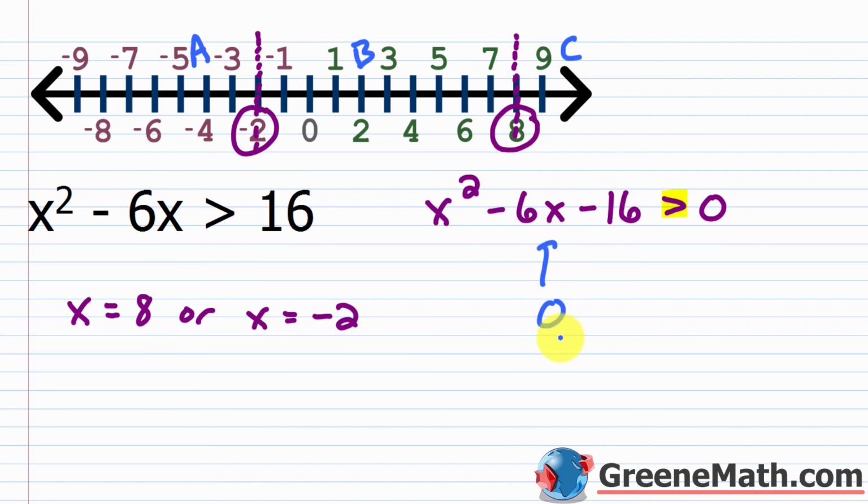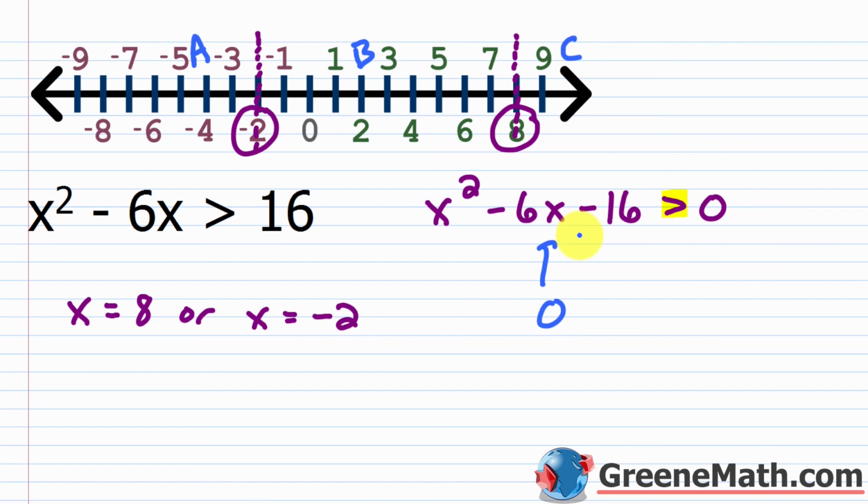Now, all other numbers other than 8 or negative 2 will make the left side either negative or positive. And the sign of the quadratic expression can only change from positive to negative or negative to positive at a number that makes it 0.